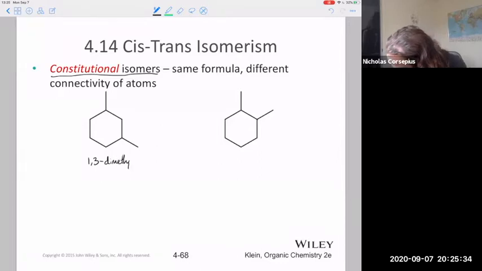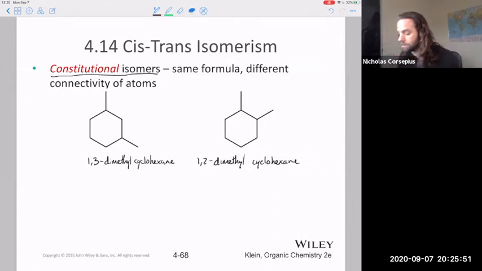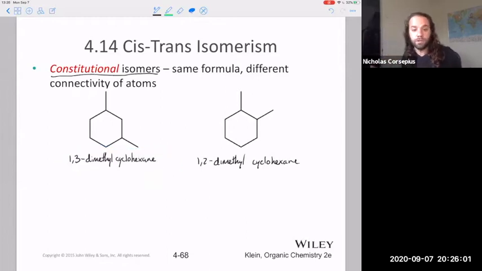1,3-dimethylcyclohexane and 1,2-dimethylcyclohexane. Right? Remember, if they have different names, they're going to be constitutional isomers, as long as they have the same molecular formula. They're going to be constitutional isomers of one another. So yes, these would be an example of a pair of constitutional isomers.